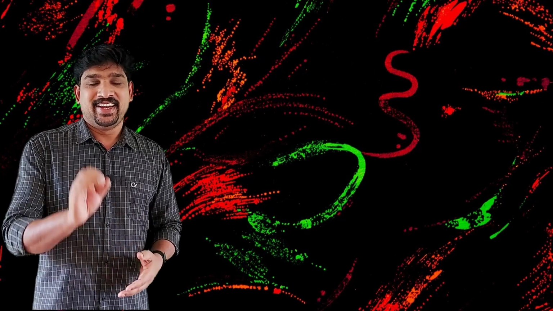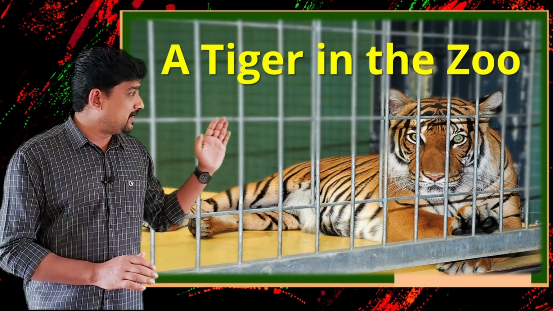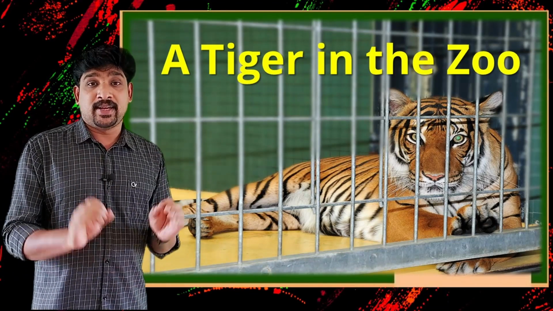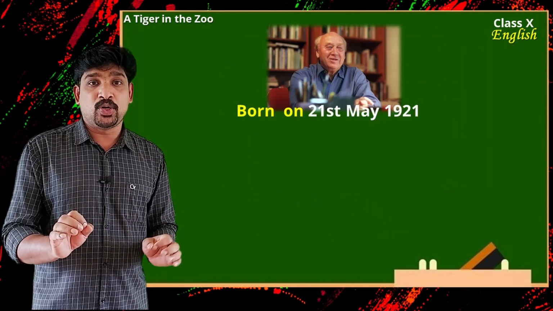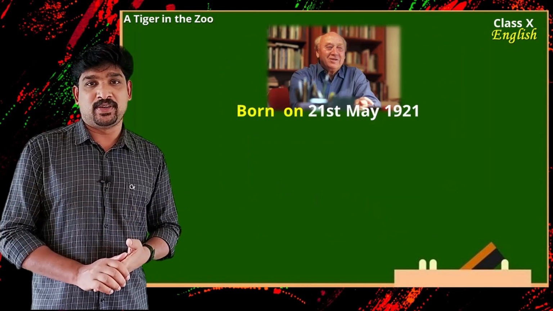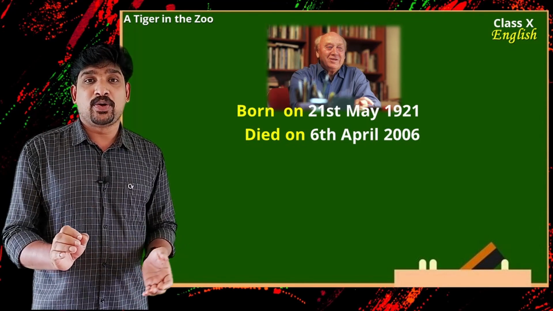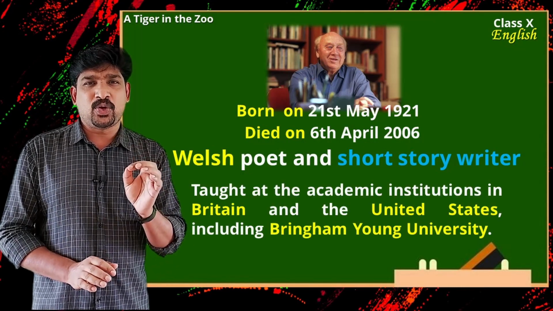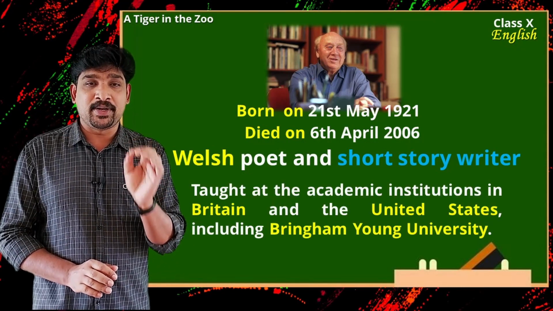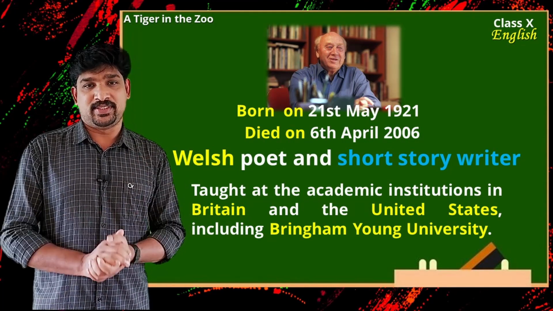Hello students, let us learn the third poem of your English textbook today, A Tiger in the Zoo. This poem, A Tiger in the Zoo, is written by Leslie Norris. He was born on 21st May 1921 and died on 6th April 2006. Leslie Norris is a prize-winning Welsh poet and a short story writer. He taught at academic institutions in Britain and the United States, including Brigham Young University.